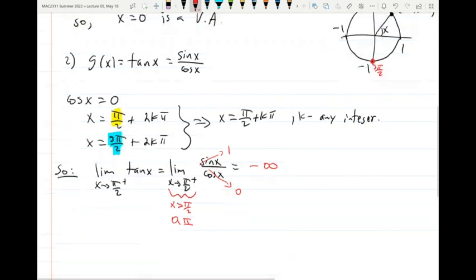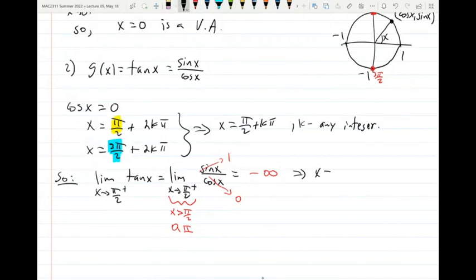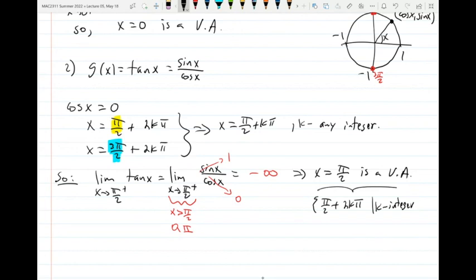All right, so that means that the line x equals pi over 2 is a vertical asymptote. And actually, not just that one, pi over 2 and all its coterminals. So this entire family are vertical asymptotes. So in particular, the collection of pi over 2 plus 2k pi, where k is an integer, these are vertical asymptotes. That's what we get from this computation.